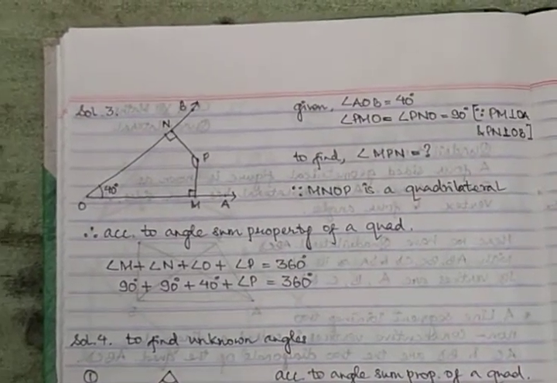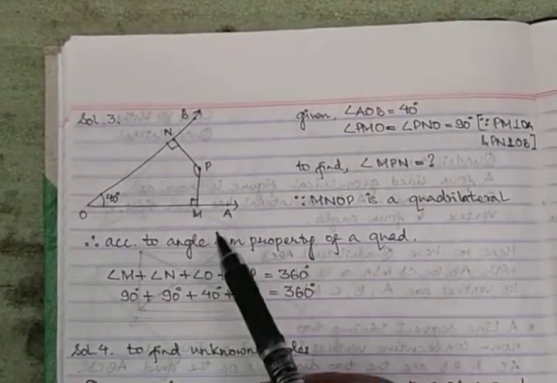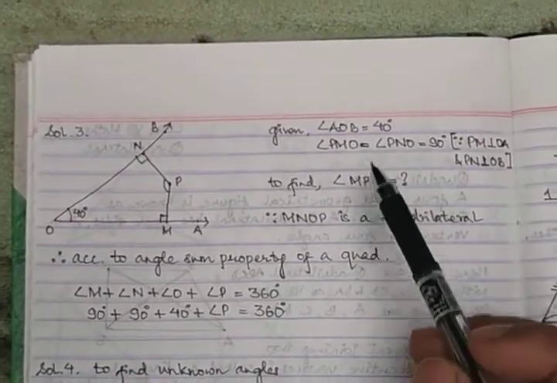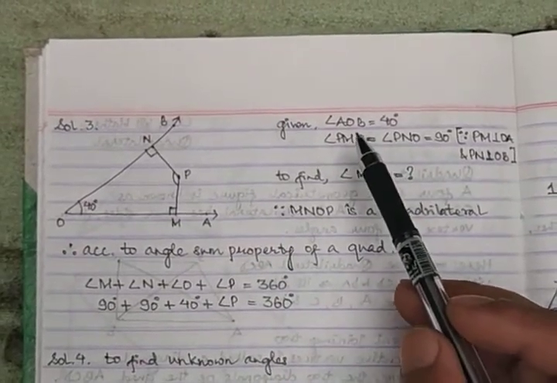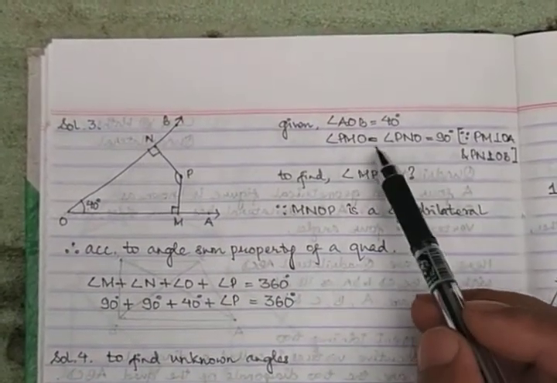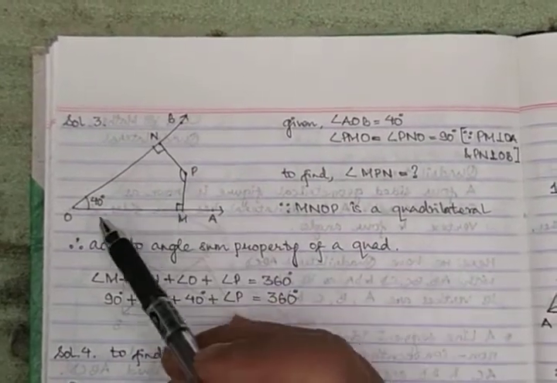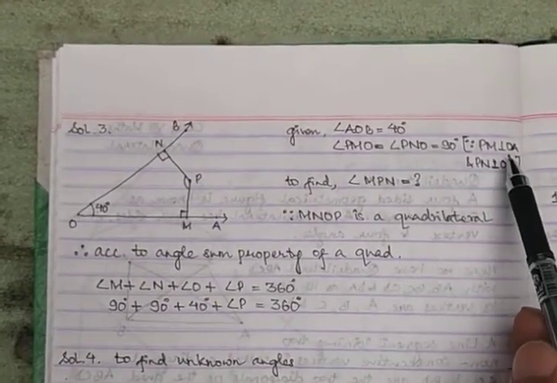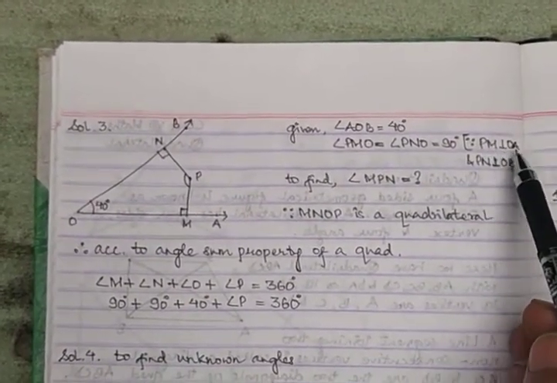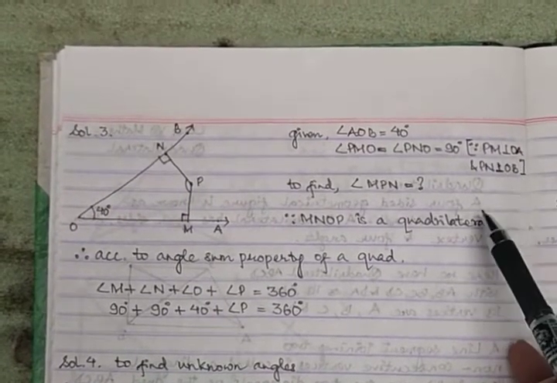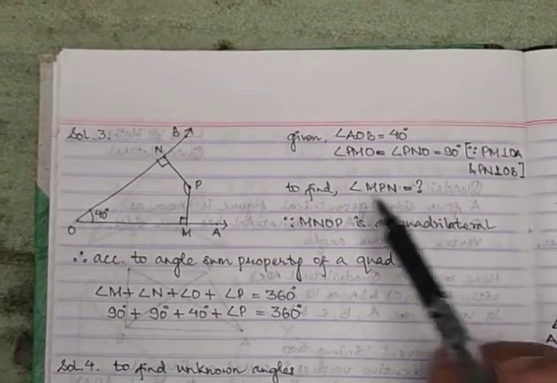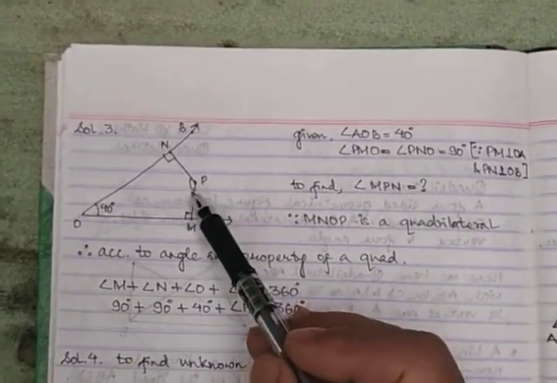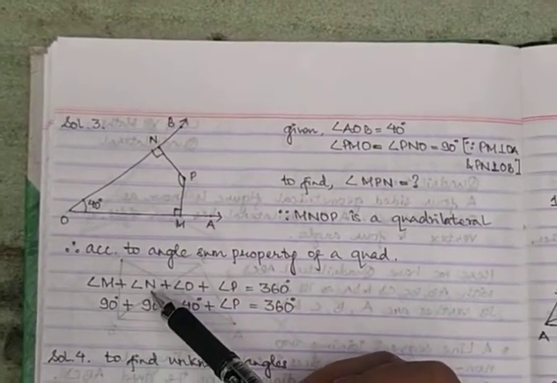Once you get a figure in your question, what are you supposed to do? You need to first draw the figure and write whatever the given terms are in the question. So that's what I have done here. Given angle AOB equals 40 degrees, angle PMO equals angle PNO, that is this angle and this angle, equals 90 degrees. The condition was also given in your question: PM is perpendicular to OA and PN is perpendicular to OB. Perpendicular means 90 degrees. And we need to find MPN, that is this angle, one of the interior angles of the quadrilateral.